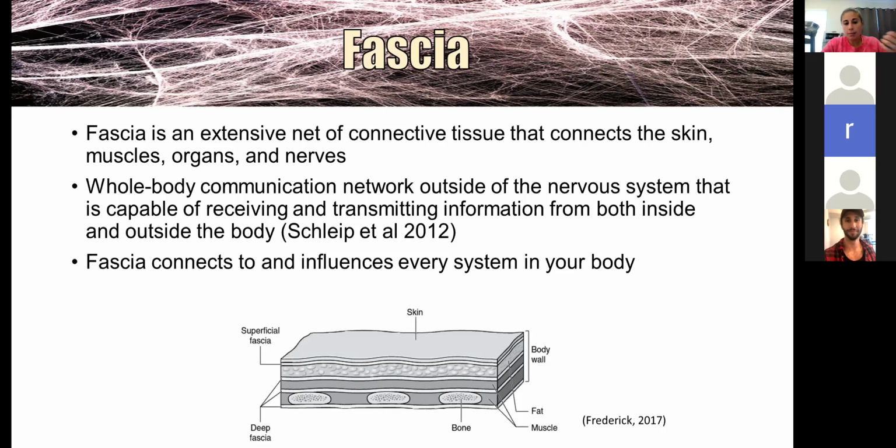It can be looked at as a whole body communication network outside of your nervous system, and it's capable of receiving and transmitting information from inside and outside the body. So the fascia obviously doesn't have nerves in it, but it does respond to pressure on it, and it will receive and transmit information as well. But again, not to the same extent as neurons, right? There are no nerves in the fascia. And it connects and influences every system in your body.